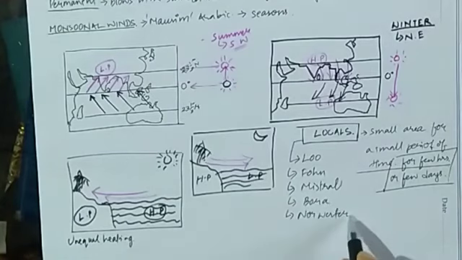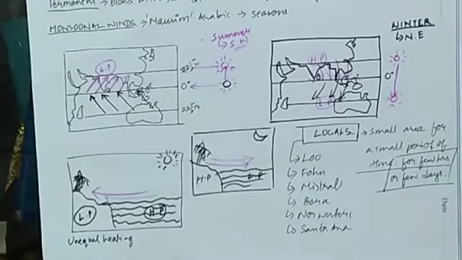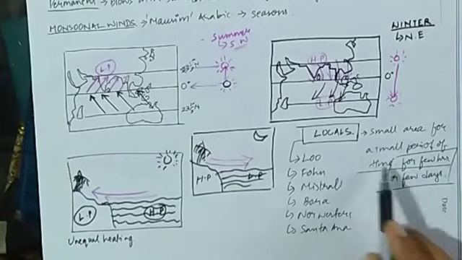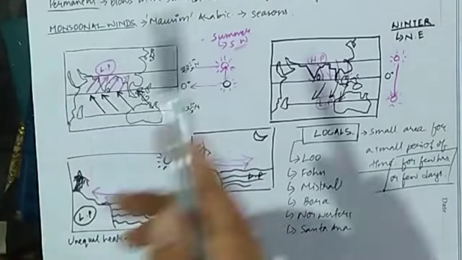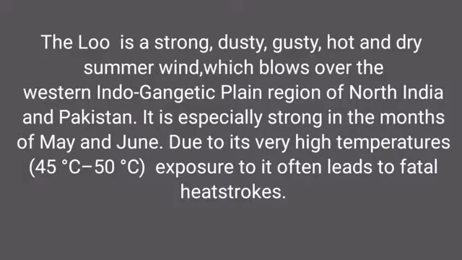Nor'westers. Then we have Santa Ana. So in that way, there is a long list of local winds which prevail only in a small area for a small period of time, unlike the permanent and the periodic winds which cover a huge area. Okay, students, so these are called the local winds. Let's discuss some examples of local winds.